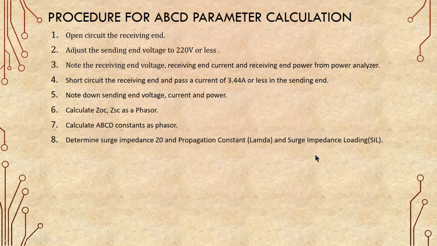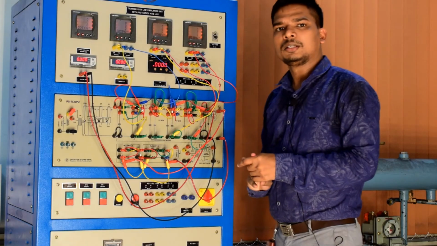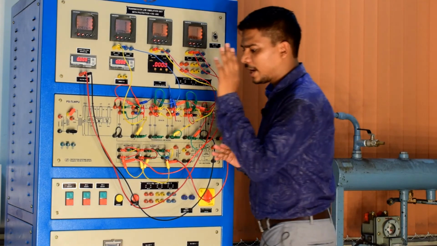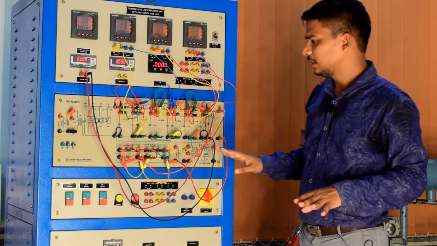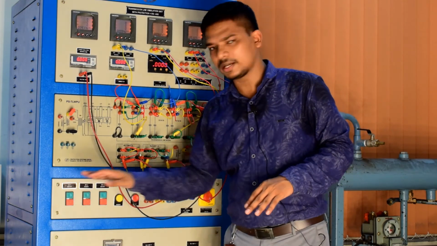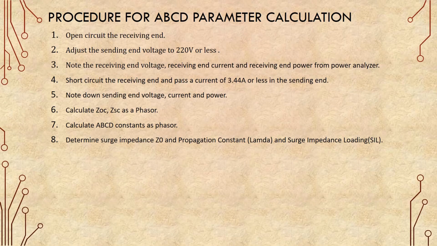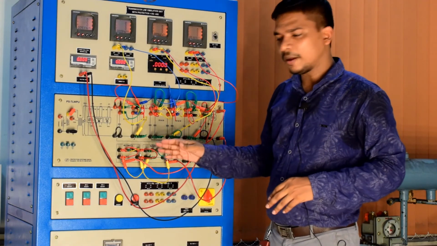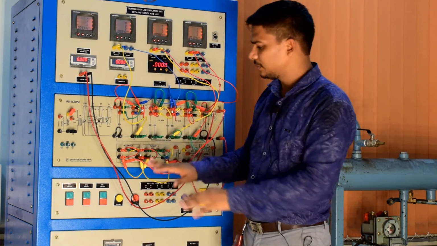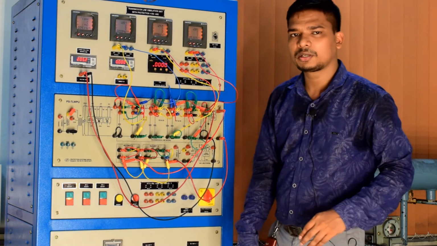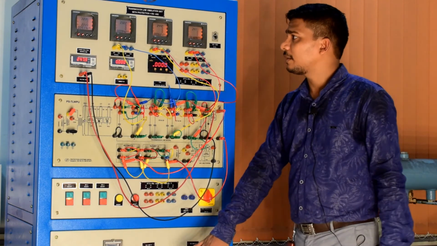If we see this procedure, first we have to open circuit the receiving end. As you can see, if I do not turn on circuit breaker 2, the transmission line will be in open condition. So I only have to turn on circuit breaker 1. The next procedure is to adjust the sending end voltage to 220 volt or less. Already we have applied 220 volt, so directly we will turn on circuit breaker 1.